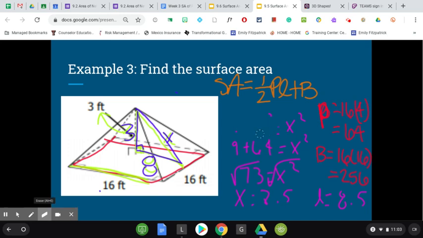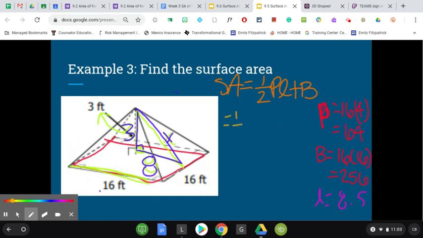Now I'm going to erase this. If you need it, feel free to pause the video and rewind so you can write it down. I'm just trying to go through this fast so the video is not so long. Okay, we have everything. We have the P, we have the B, we have the L. Let's go ahead and plug that into our formula.